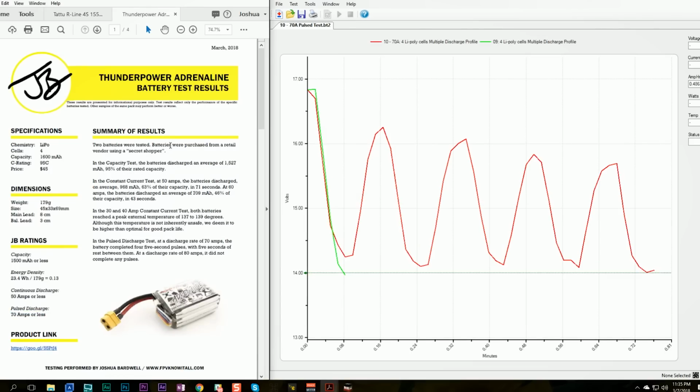Here we're looking at the same test for the ThunderPower Adrenaline. This is the 70 amp discharge, and we can see it did complete 1, 2, 3, 4. So it's more than the 3 that's required. At 70 amps, it completed 4 discharge cycles, and at 80 amps, it completed not even 1. So for the Adrenaline, we say that as a pulse discharge, this is a 70 amp battery.